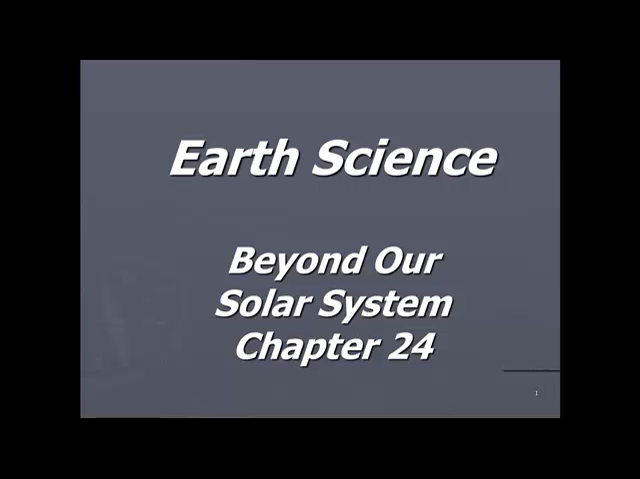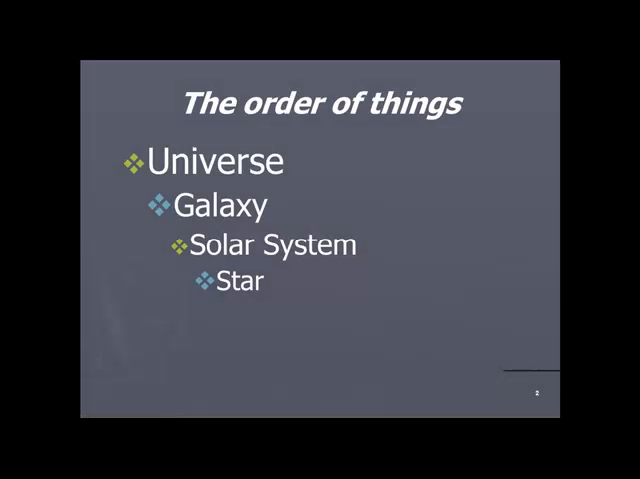Chapter 24, our last chapter for the semester. Today we're going to look beyond our solar system. We talked about our solar system the other day and how the sun was the center of it. It's the star that's at the center that pulls all the gravity in. The star is the basis of the solar system. Then you have the solar system. Outside the solar system you have what's called the galaxy, which is a collection of solar systems and stars. Then, when you combine all the galaxies together, we have what we call the universe.